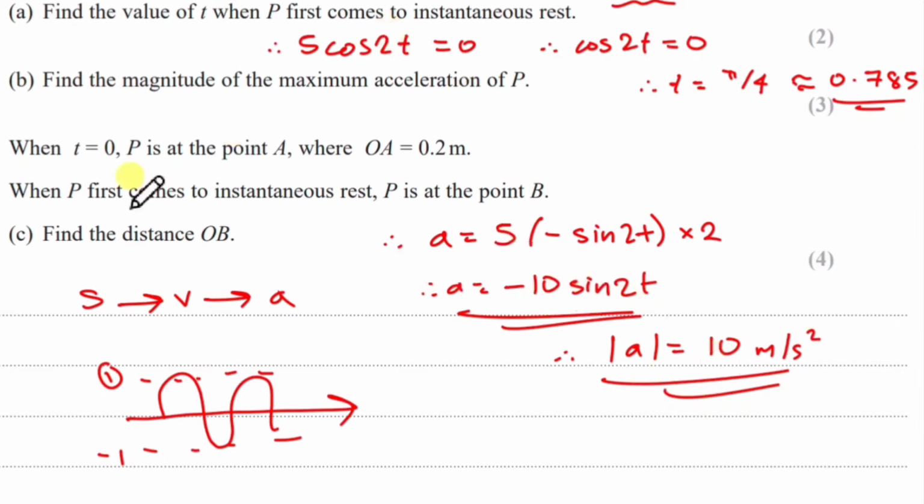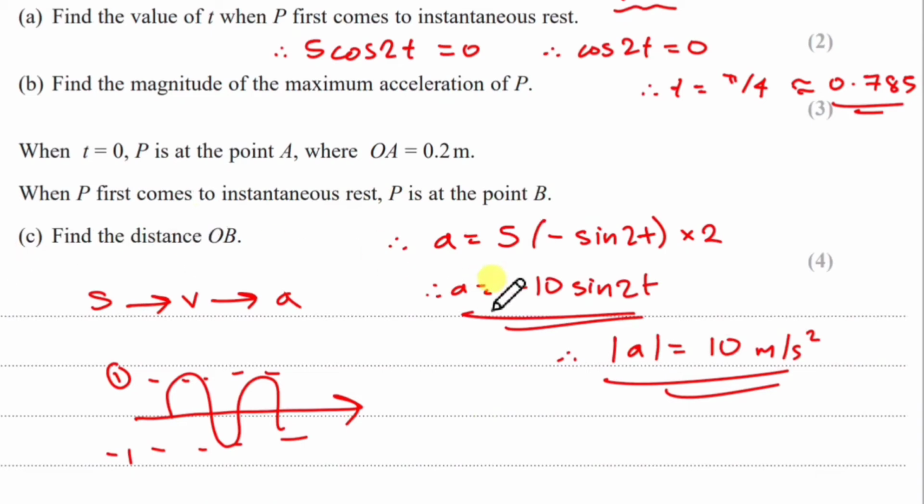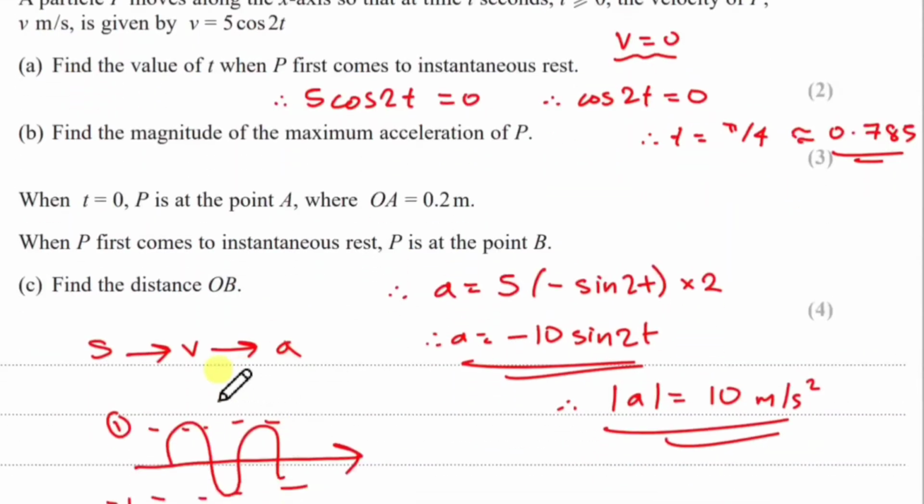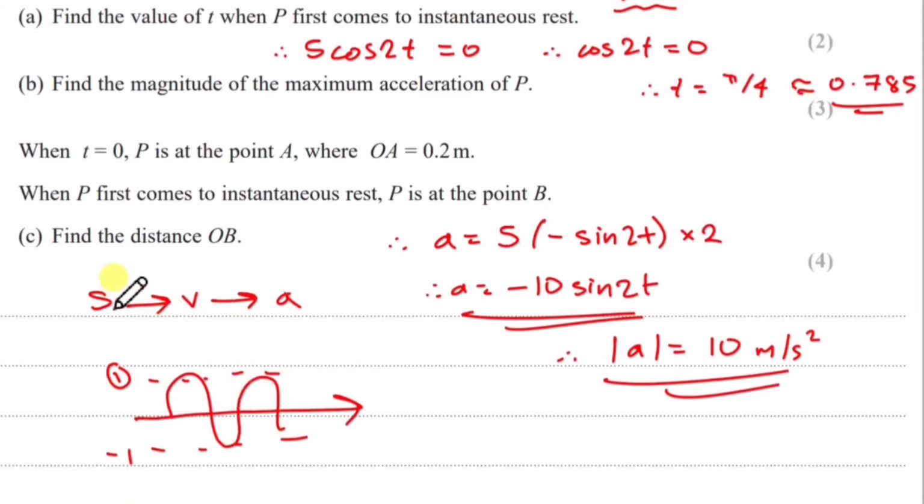And that's it. Now for the next bit, it says when the time is 0, P is at the point A, where the distance OA is 0.2 meters. When P first comes to instantaneous rest, P is at the point B. Find the distance OB. Because we're talking about distance, we need to first get an expression for distance, or in this case, displacement. We already have v, so how do you go from v to s? Well, if you went downwards, which is differentiation, to go back up, you integrate.